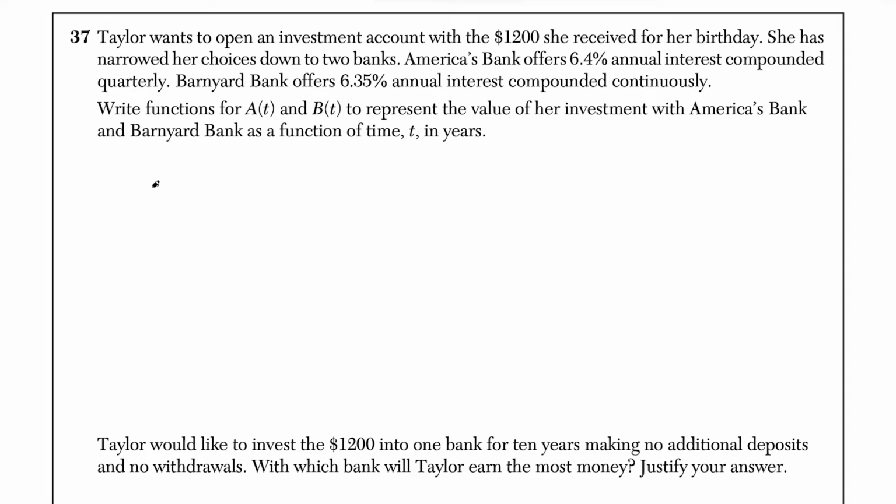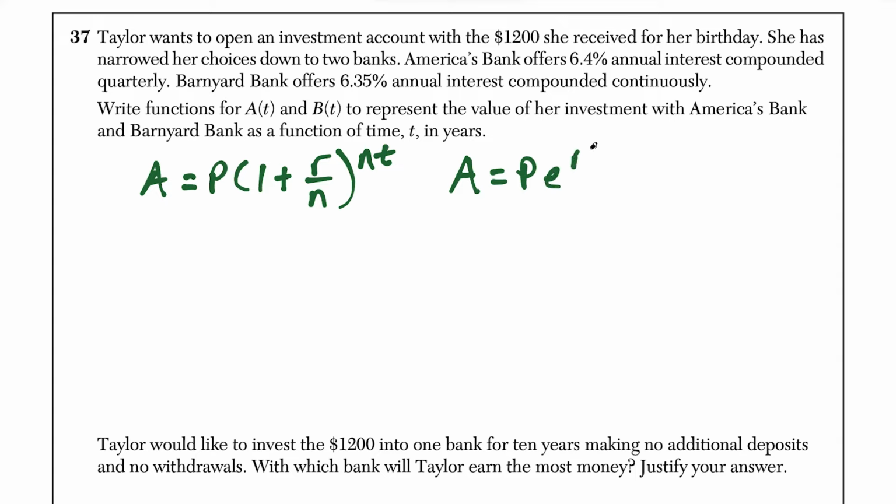For this question, we have to know these two formulas. We have to know A equals P times (1 plus r over n) to the nt power. We use this formula when we have compound interest, and the interest is compounding n times per year. So this could be for monthly compounding, compounded quarterly, semi-annually. We would use this formula. And we also have to know this formula over here: A equals Pe to the rt power. This is when we have interest that is compounding continuously.